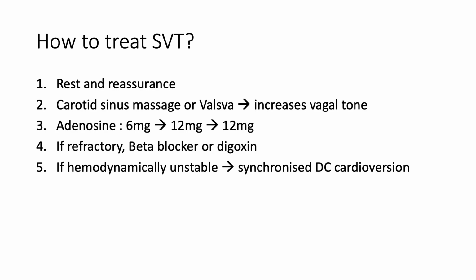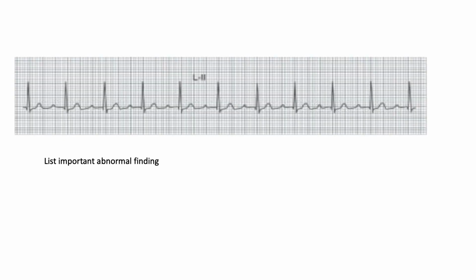You can give adenosine at a dose of 6 milligrams IV, rapid flush, and then you raise the arm. If that doesn't work, you can repeat adenosine at 12 milligrams and then 12 milligrams again. If it's refractory SVT, opt for a beta blocker or digoxin. But remember, all of this applies just if the patient is hemodynamically stable. In a hemodynamically unstable patient, you want to go the route of synchronized DC cardioversion.